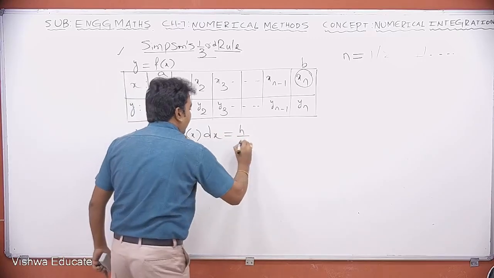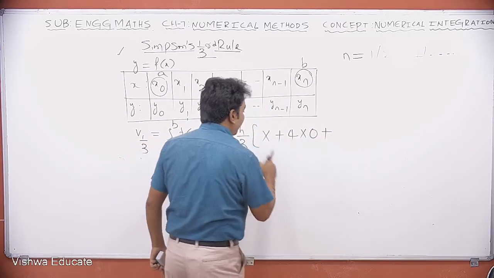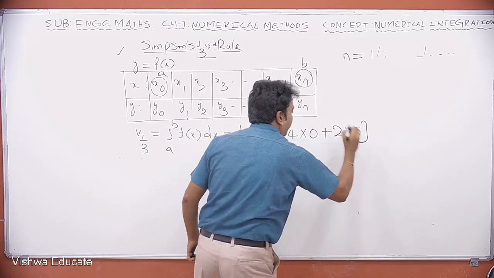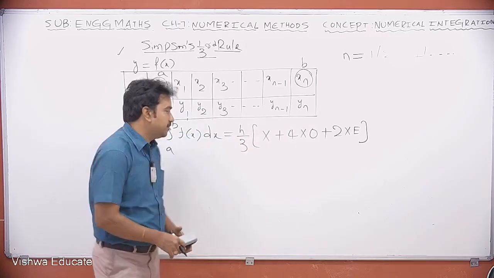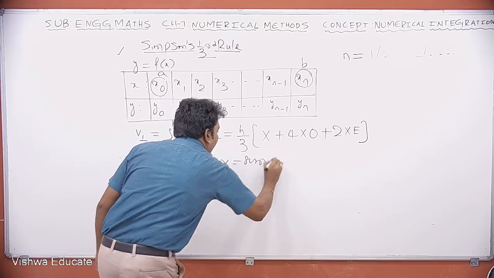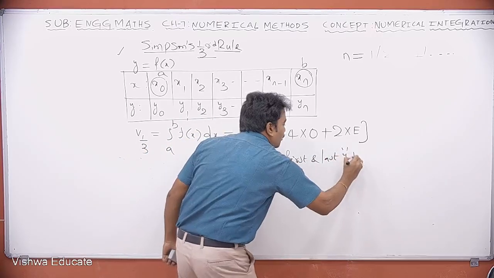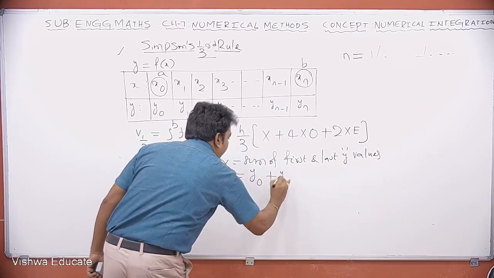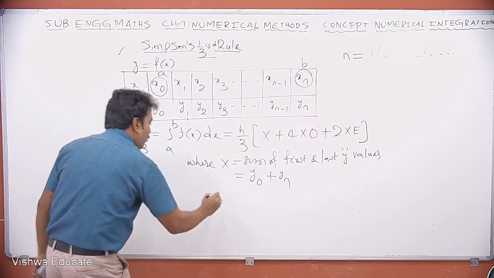So this is given by h/3 into X plus 4 into O plus 2 into E. Here h is multiplication, and X is something different. Now I need to say what is the X value, what is O, what is E. So here X is the sum of the first and last y values. X equal to y0 plus yn, because this is the starting value of y and this is the last value of y. Now what does O represent?